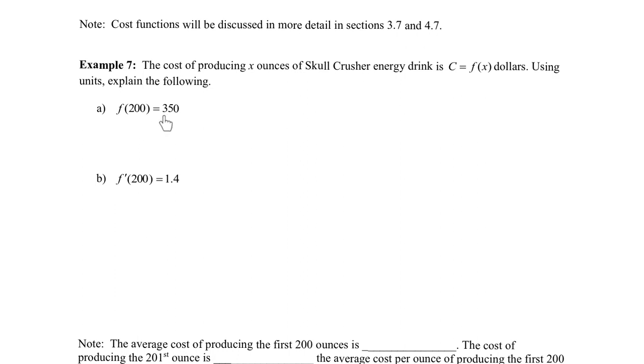So if we explain this, what it's saying is 200, that's our input ounces, and the output 350 is the cost. So what this is really saying is, and this isn't really calculus, this is just regular function notation. This says it costs $350 to produce 200 ounces of Skull Crusher.